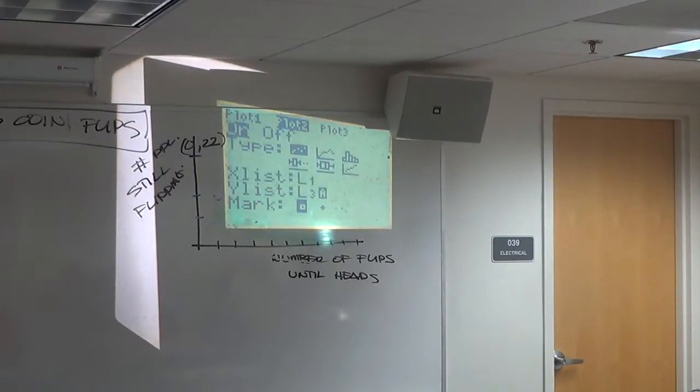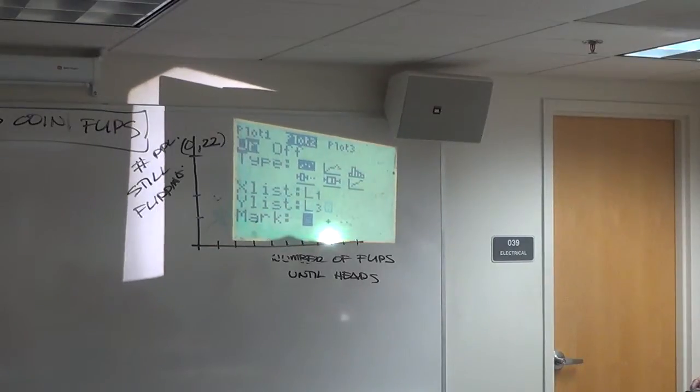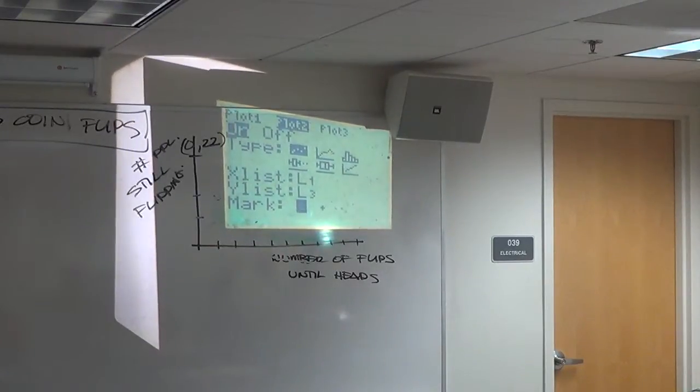And now here's what I would do. I would change the mark. The mark is set to that square, but that's the same mark your other scatter plot has. Let's change it to a different mark. Say the plus sign. That way it looks different. You'll see a separate scatter plot. Fair enough? Then just press graph.